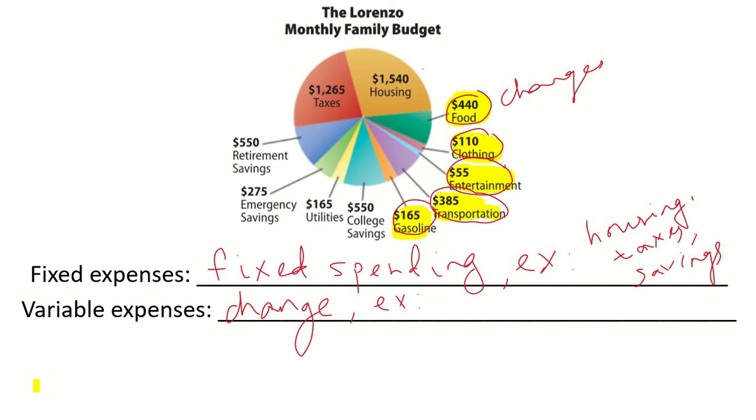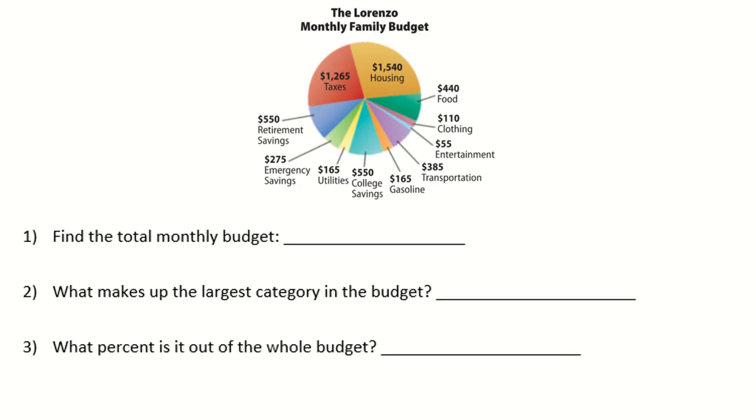So all of these are, and you could list these out right here. I don't have much room. Those are examples of things that are variable expenses because they change. Okay, so you have those two definitions now. Still dealing with the Lorenzo family budget. Question number one, find the total monthly budget. Remember we did that earlier? I added everything up and we got 5,500. That was from a few minutes ago.